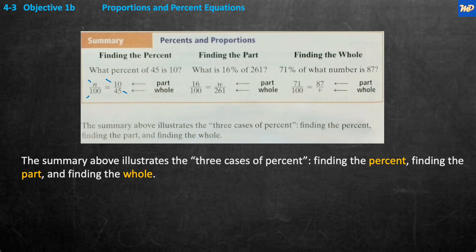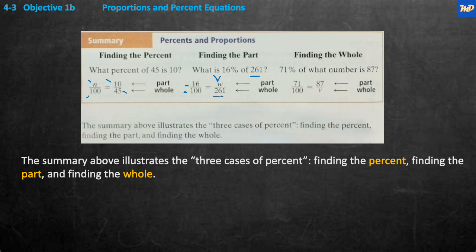How about finding the part? Well, you write it this way. What is 16% of 261? So now we write 16%, 16 over 100, right here, and that's equal to, well, what is 16% of the whole number? They're giving us the whole number because they want a percentage of something. So the of is the whole number. So in this case, it's 261, right? So it's W divided by 261.